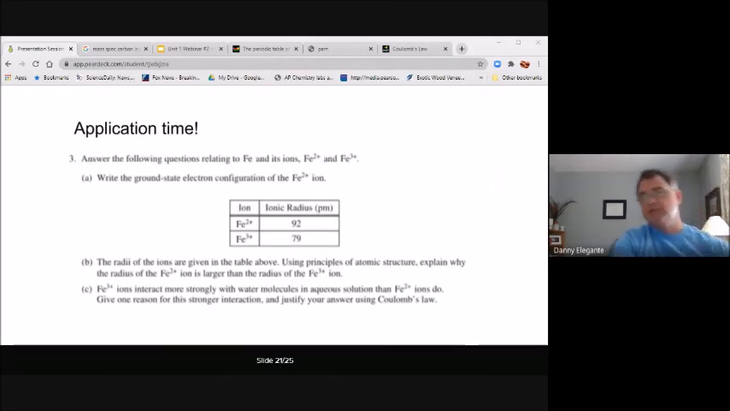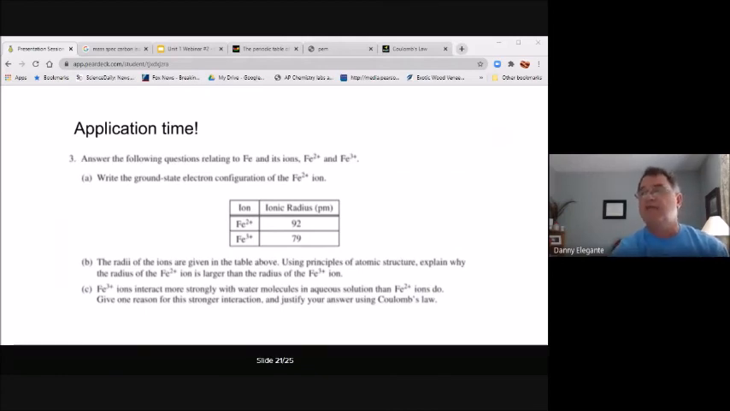All right, so here's an application time. I know it's kind of fuzzy on your screen, and I apologize. This is a question that was asked several years ago. This was an FRQ. So it combines everything that we've kind of been doing so far today. So could you write the ground state electron configuration of the iron with a +2 charge?